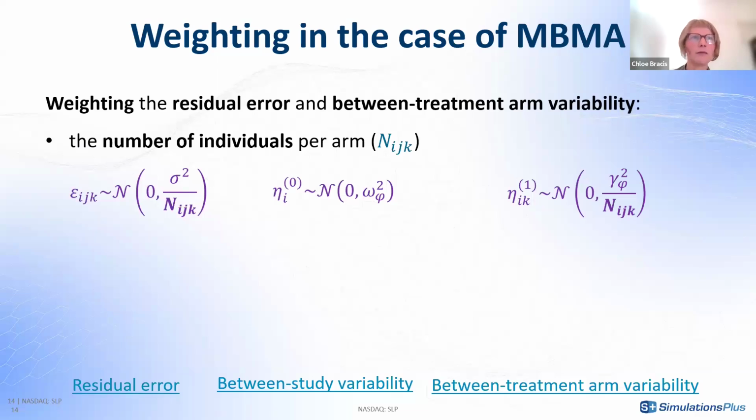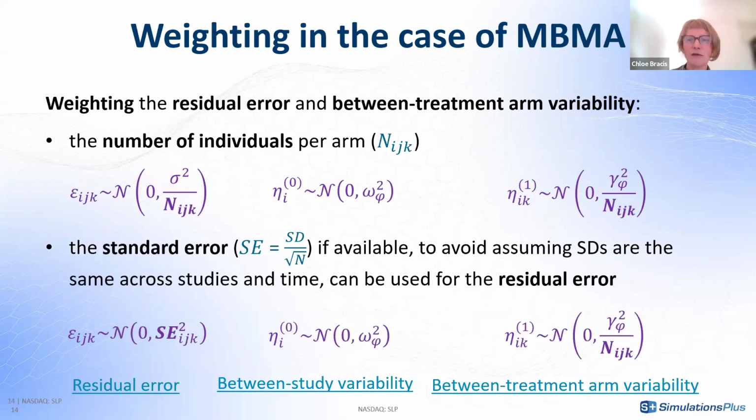And so here you can see that we have the residual error weighted by the number of individuals. So it's going to be smaller the more individuals we have in our arm. Our between study variability is unweighted, and the between treatment arm variability is also weighted by the number of individuals per arm and will be smaller with more individuals per arm.